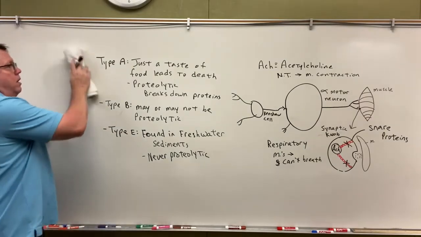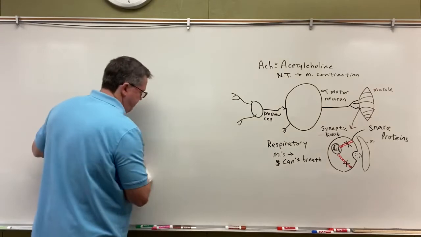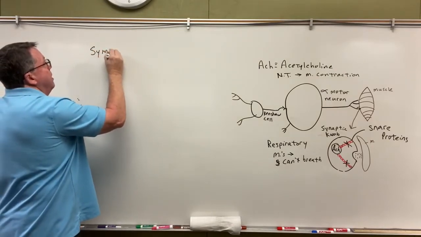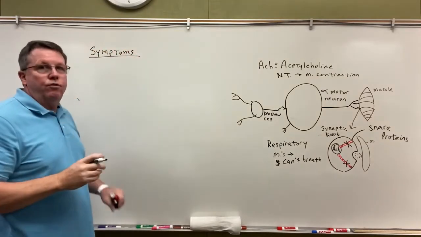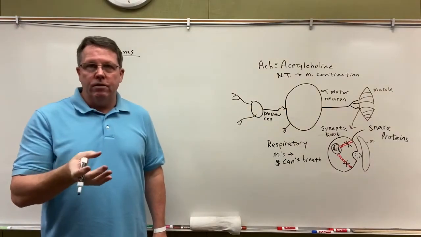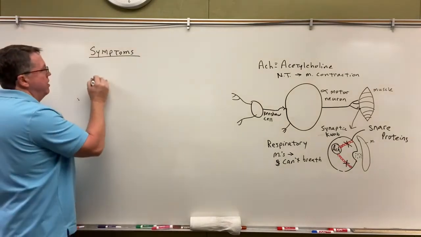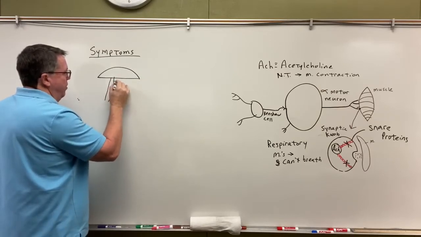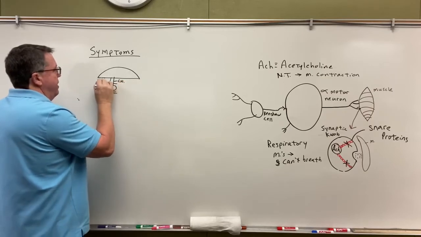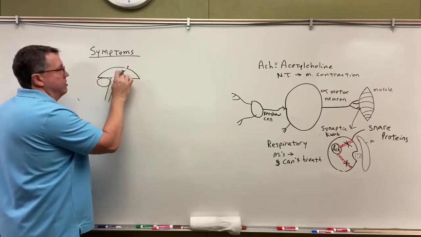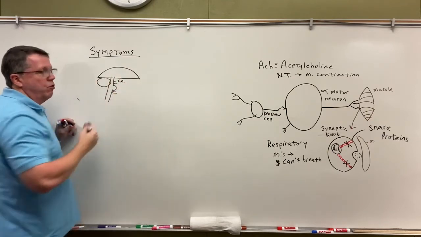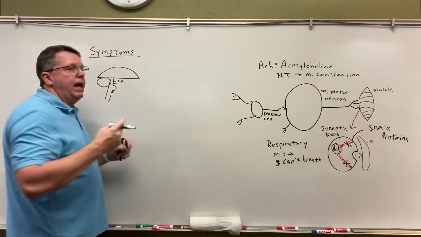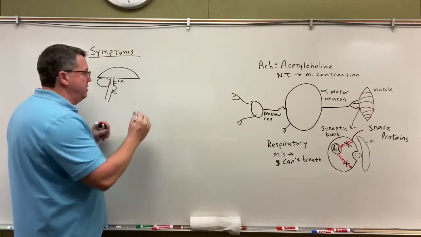Let's talk a little bit more about the symptoms. Botulism normally starts off affecting cranial nerves. If you have your brainstem, coming out of your brainstem you have cranial nerves. Back here you have your cerebellum. This is the big part of the brain, called the cerebrum, and this is called the cerebellum. Some of those cranial nerves go to the eye. So one of the first signs of botulism is double vision.